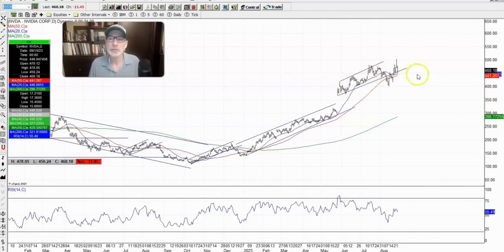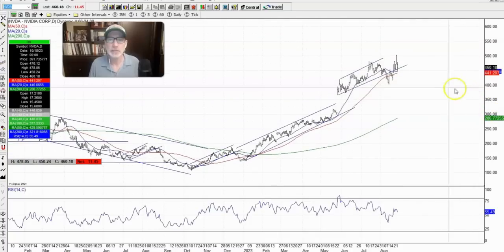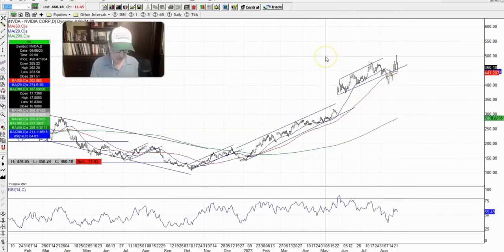Nvidia is in an uptrend. So, it's a very expensive stock, so please play accordingly. But most likely, if it bounces off this lower edge of the channel, it will continue to move higher. Let's look at Adobe.